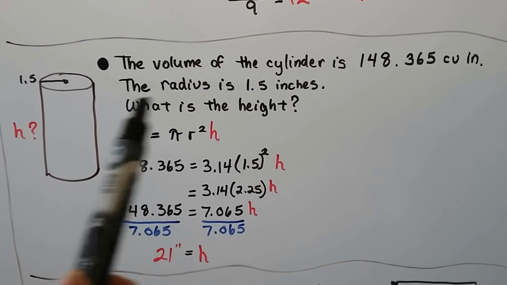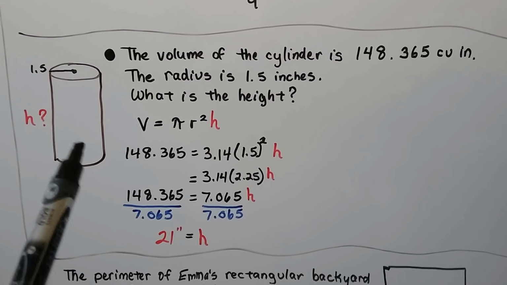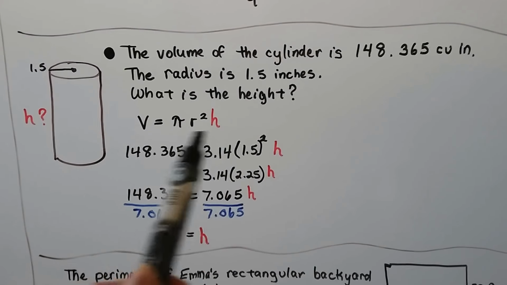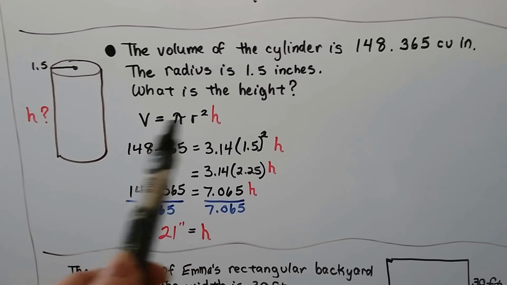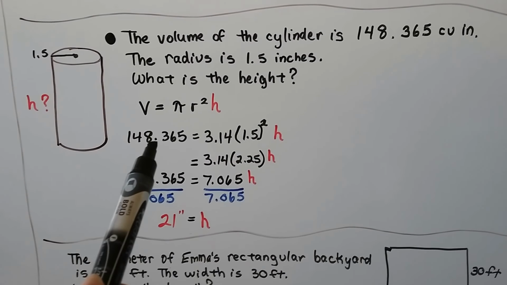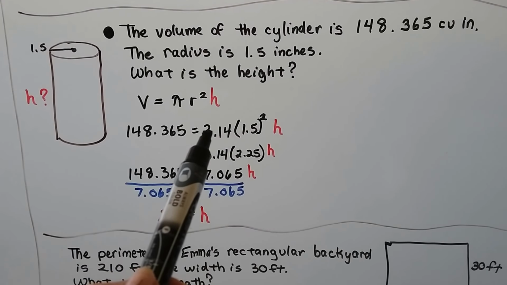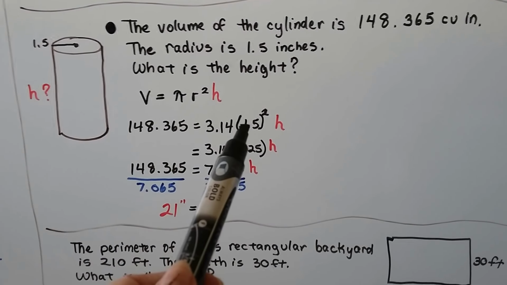Now this one says the volume of the cylinder is 148.365 cubic inches. And it tells us that the radius is 1.5 inches. What is the height? We don't know what the height is. Well, here's the formula for the volume of a cylinder. We know the volume. We know that's 148.365. We know that pi is 3.14. We know the radius is 1.5.